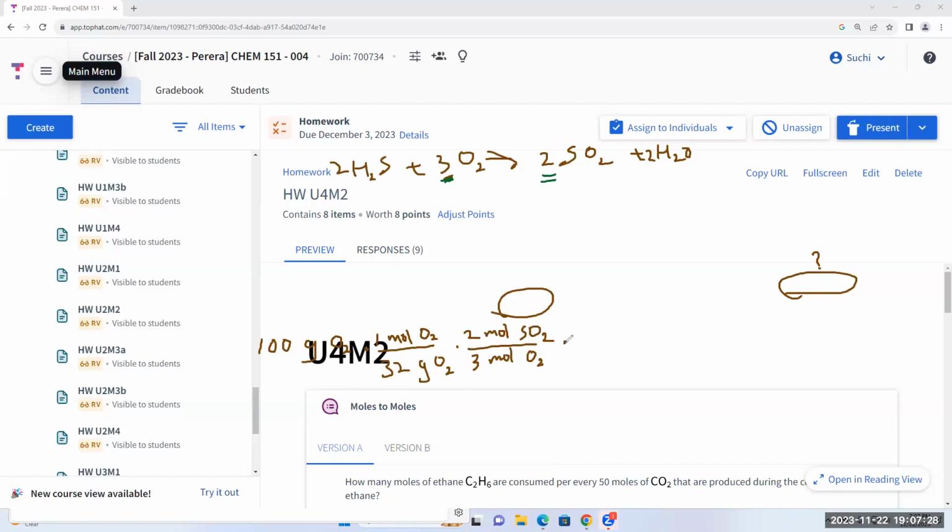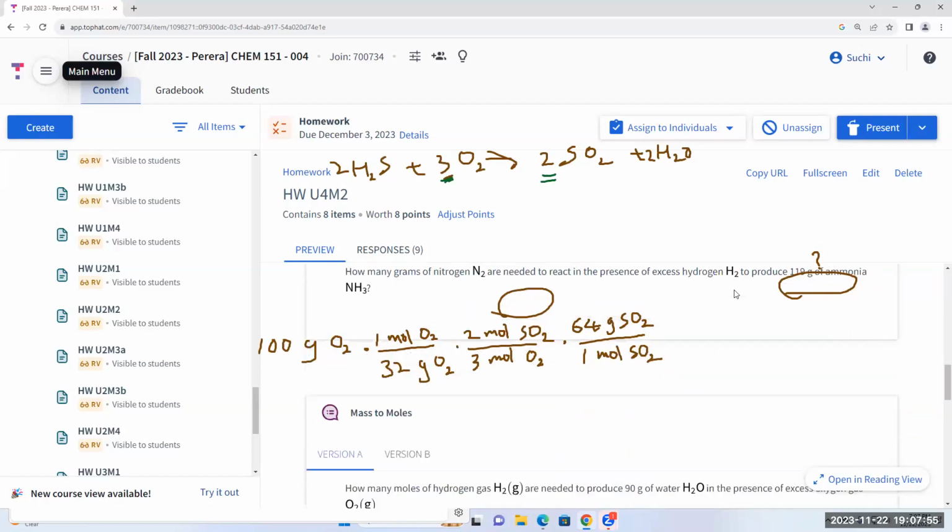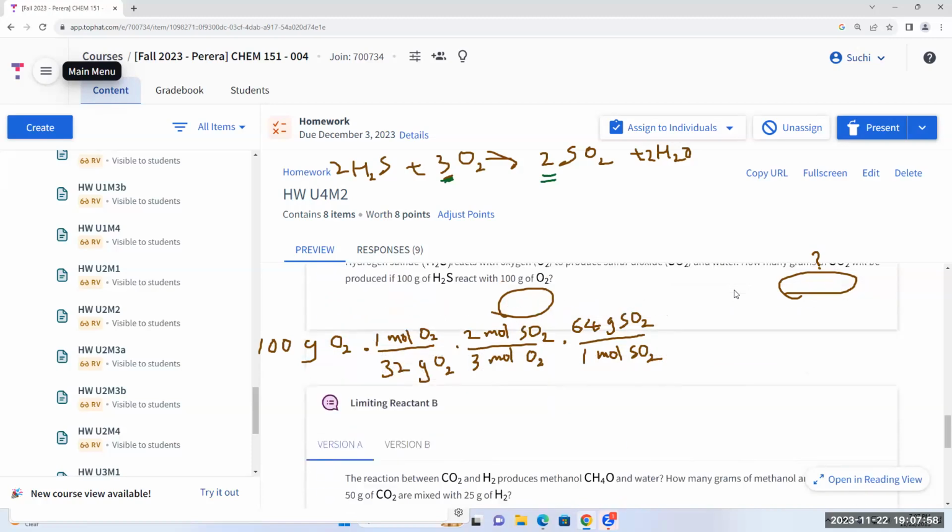I need to go to the grams of SO2, so I need to get rid of the SO2 moles. 1 mole of SO2 has a mass of 64 grams. If you do this calculation, you see that the grams of oxygen cancels out, moles of oxygen cancels out, moles of SO2 cancels out. You're going to end up with grams of SO2.